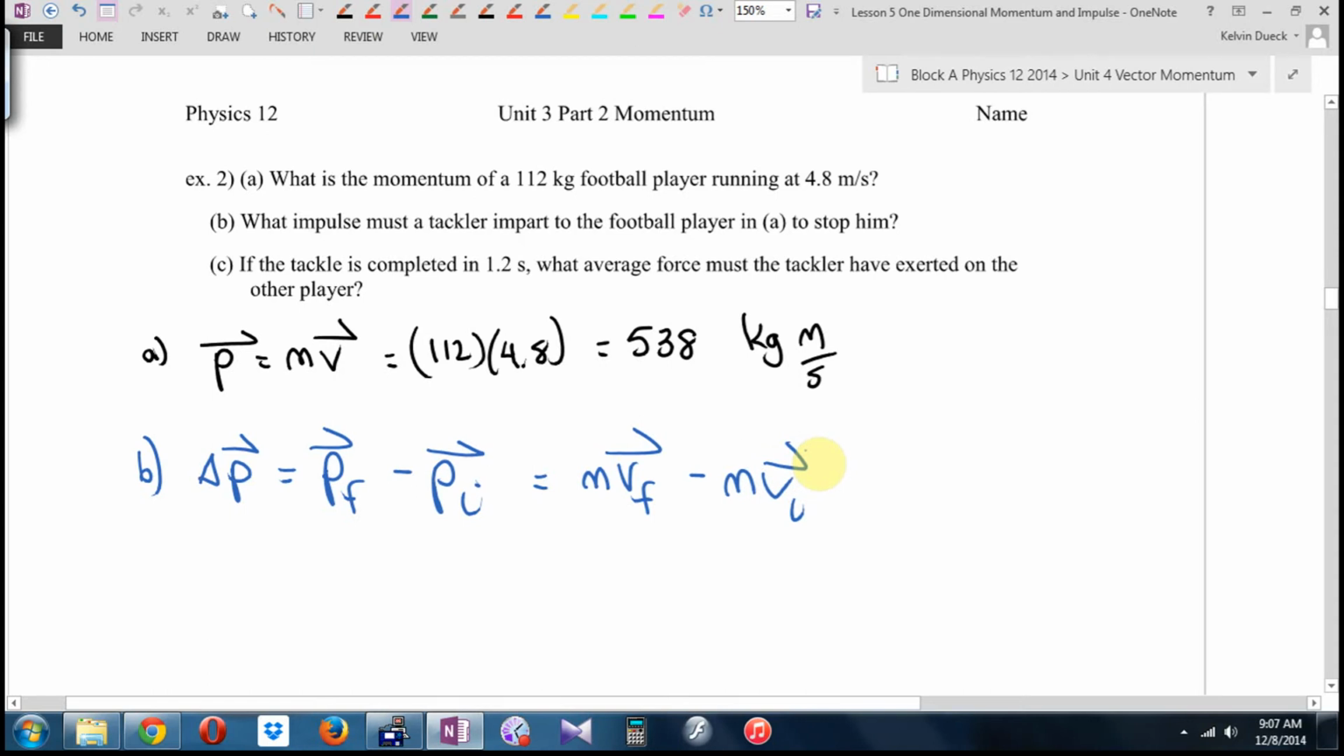And hey, what is the final velocity, Logan, in part B? Got to read the question and do a little bit of thinking, but I think you'll get it. What's the final velocity? Here's your hint, kiddo. 0. So what's his final momentum? If momentum is mass times velocity, what's mass times 0? Okay, so this is going to be 0 minus, and mass times initial velocity, we just did up here, 538.